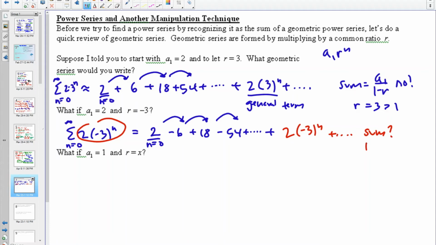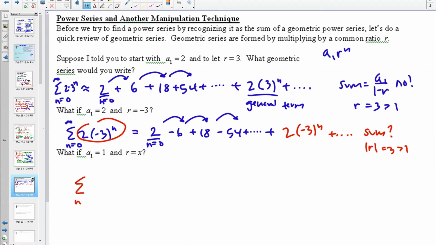And the question is, can I calculate a sum here? What's my absolute value of r equal to? 3, and that's greater than 1. And so the geometric series test says I cannot calculate a sum when the absolute value of r is greater than 1. All right, what if I said a1 is equal to 1 and r is equal to x?